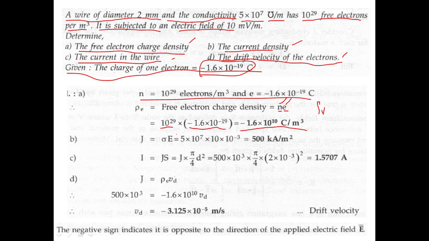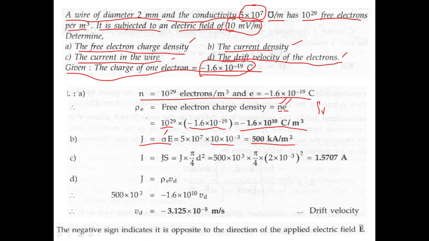Rho V. Now next, you have to calculate the current density. Current density is given by sigma E, Ohm's law. We have discussed this in the previous to previous lecture, that J is equal to sigma E. Sigma is given, that is conductivity, 5 into 10 to the power 7 mho, and E is also given, that is 10 millivolt per meter. So just multiply those two, and you will get 500 kilo ampere per meter square.